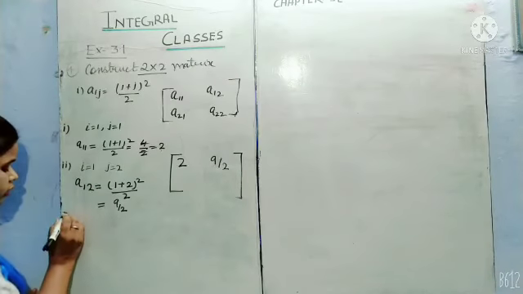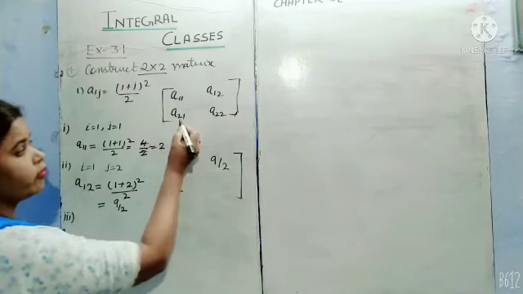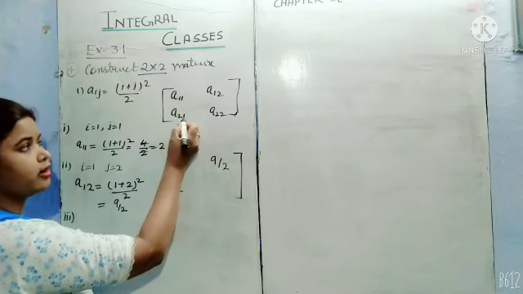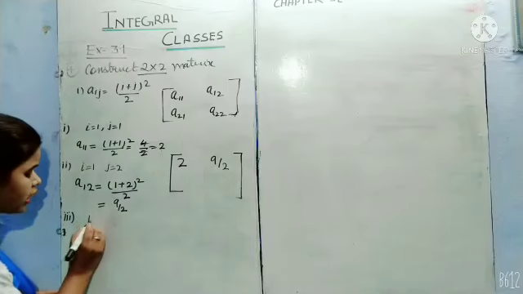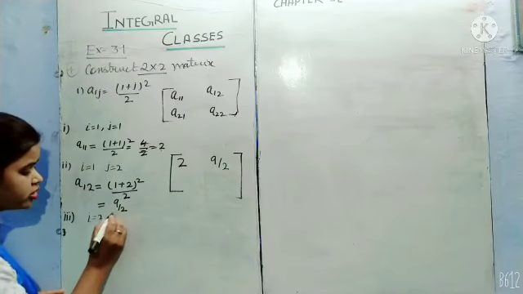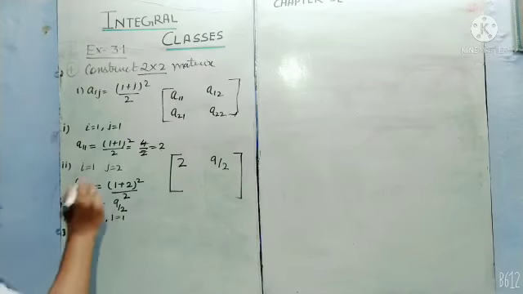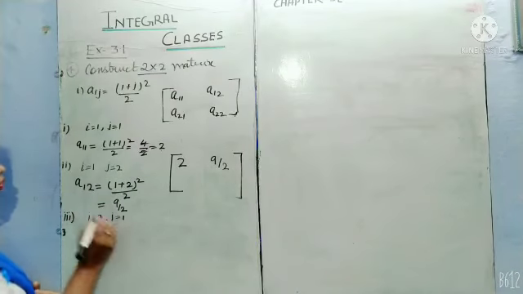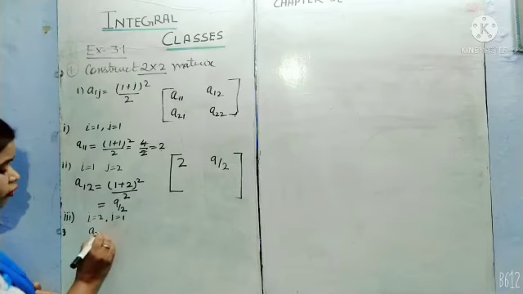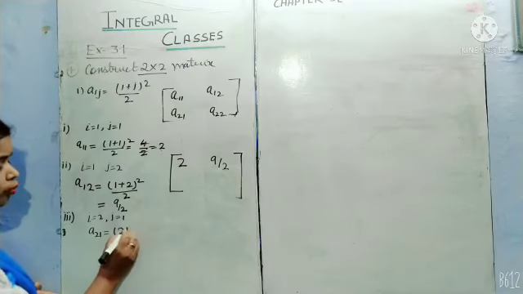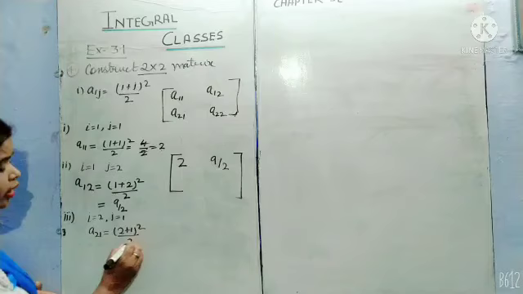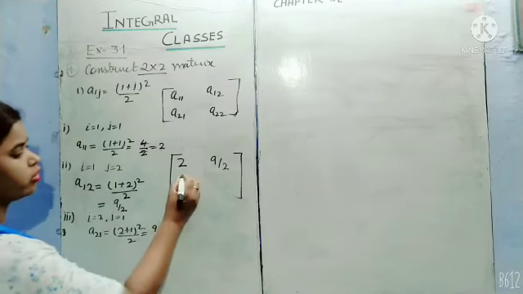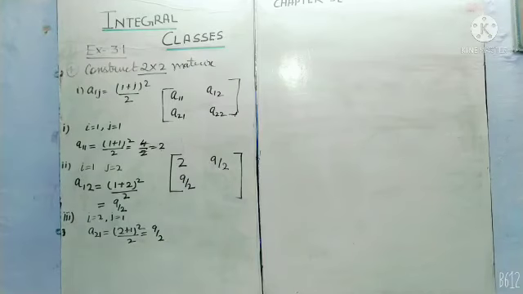Now for the third, we will apply it for A21. A21 means the row is second and the column is first. It means i equal to 2 and j equal to 1. So now again we put i equal to 2 and j equal to 1. Therefore we get the value of A21 equal to (2 plus 1) whole square by 2. It means 3 square 9 by 2. The value of this is 9 by 2.